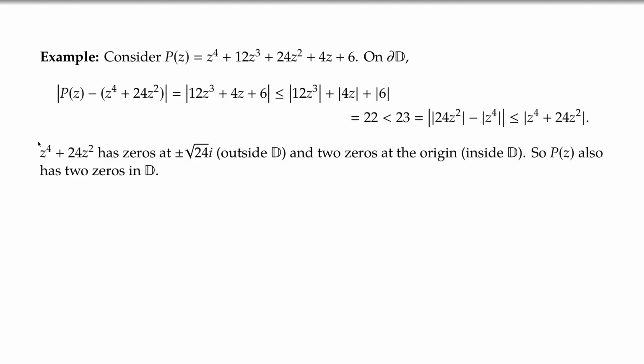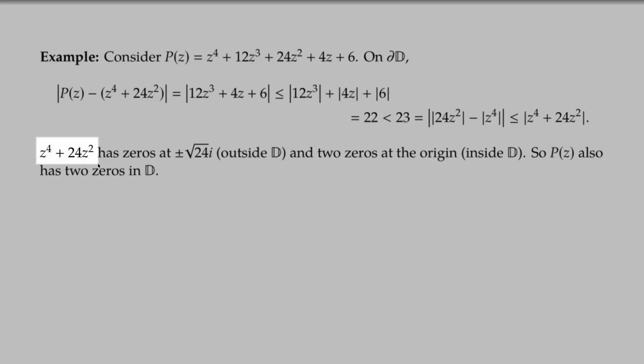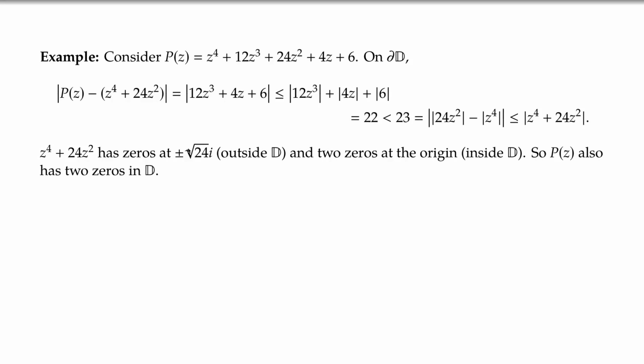Now, this simpler polynomial z to the fourth plus 24 z squared is easy to factor. It has a couple of zeros at plus or minus square root of 24 times i, and those are outside D. But it also has 2 zeros at the origin, because I can factor out z squared. So P has to have 2 zeros, well, maybe not at the origin, but it has 2 zeros in the unit disk, right?